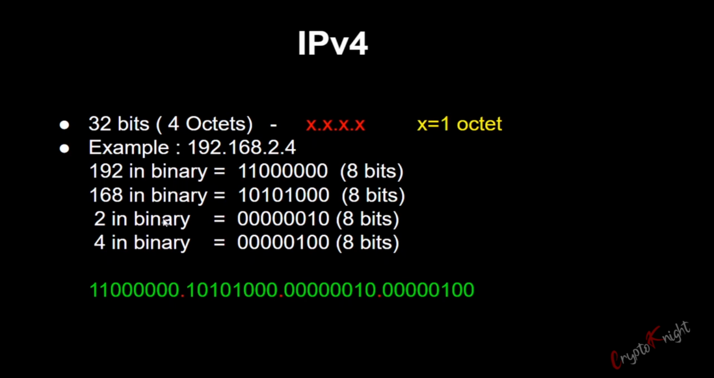So 2 in binary is represented as 10, but since we have to represent it in 8 bits, it becomes 00000010. Okay, so this becomes the complete representation of the above IP. So the key point here is that IPv4 is 32-bit, it has 4 octets. Someone can ask this in an interview, a very casual question, so you need to know this.